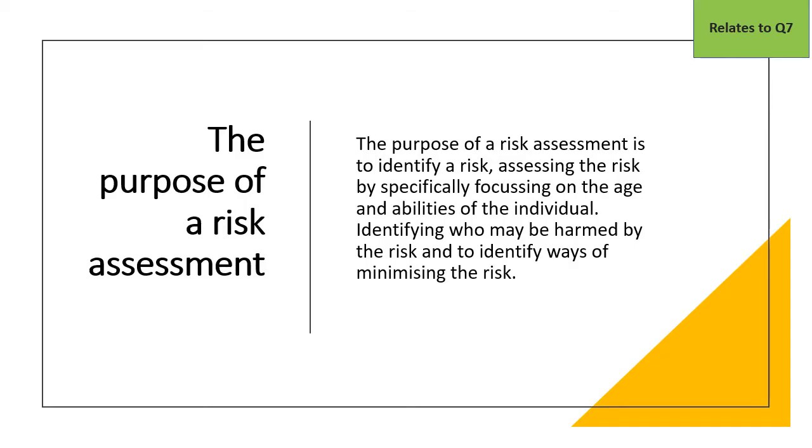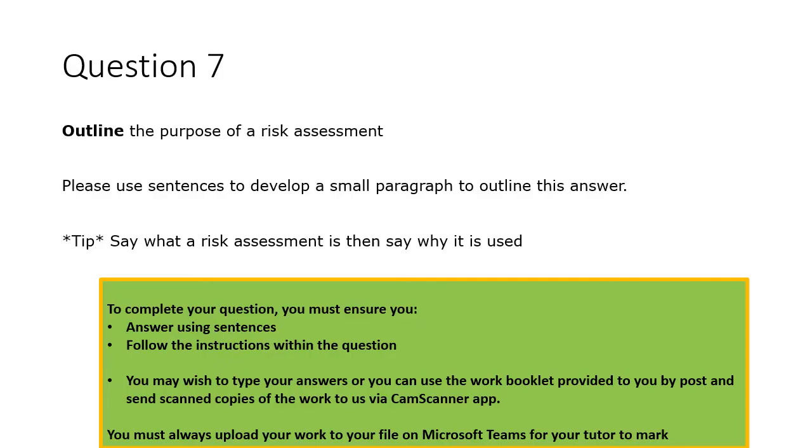And this slide just reiterates what's just been said. The purpose of a risk assessment is to identify a risk, assess the risk by specifically focusing on the age and ability of the individual, identify who may be harmed, and then identify ways of minimizing the risk. This leads you to question number 7, where you're going to outline the purpose of a risk assessment. Make sure you use sentences and develop a small paragraph to outline the answer. And a tip here: say what a risk assessment is, then say why it is used.